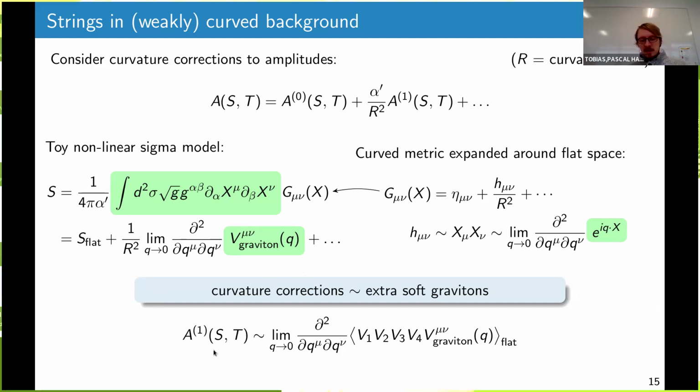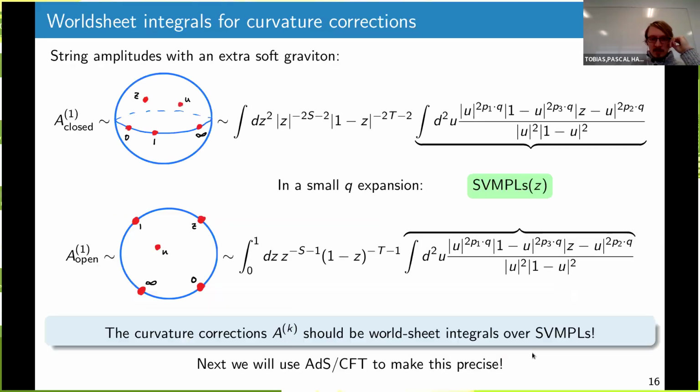So that means at least a part of this A1 should look like a 5-point amplitude. So we have 4 vertex operators from before and this additional graviton, where we take 2 derivatives in q and send q to 0. And this is a flat space amplitude. So that's something we can compute.